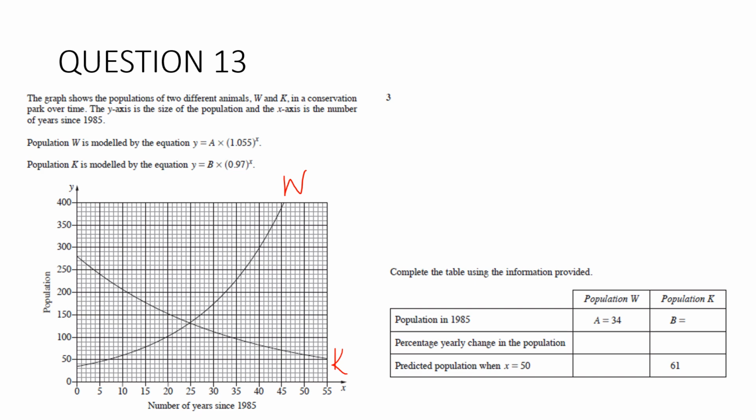Complete the table using the information provided. So the first thing we need is the population in 1985 for population K. So we need to know this y-intercept, which is 280. The percentage yearly change in the population, so that's in here. You can see that this is the same as 1 plus 5.5%, treat it like compound interest. So that's got a yearly change of 5.5%. And here, this one will be 1 minus 3%.